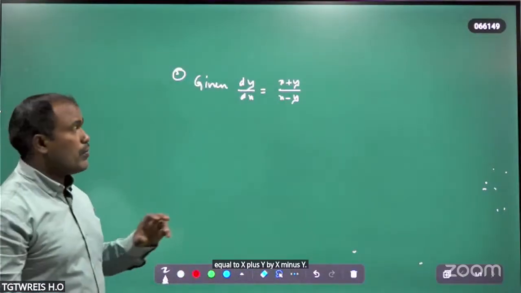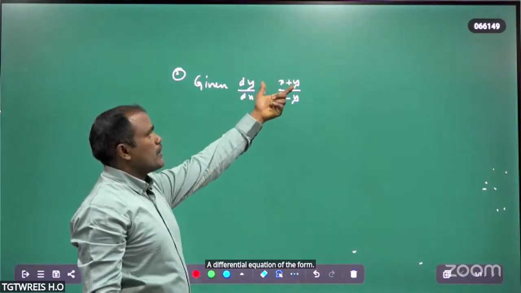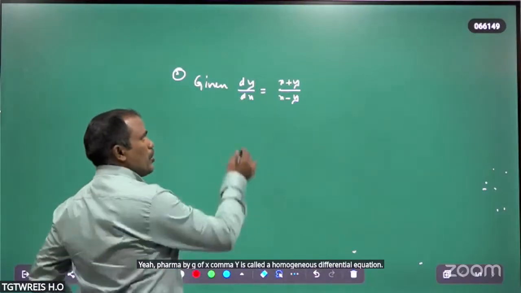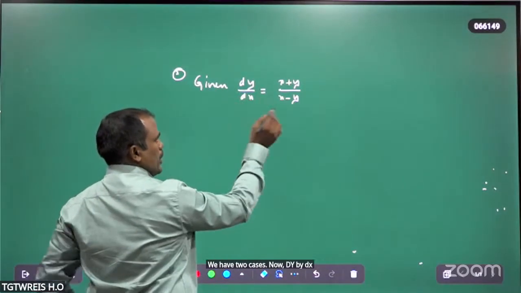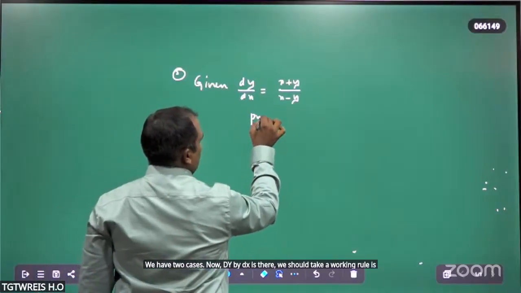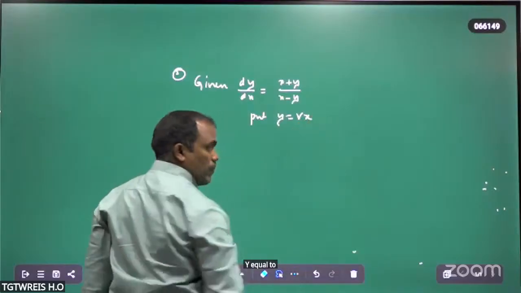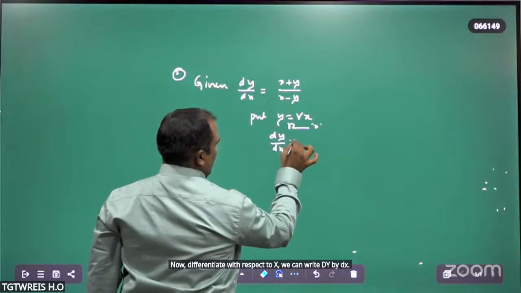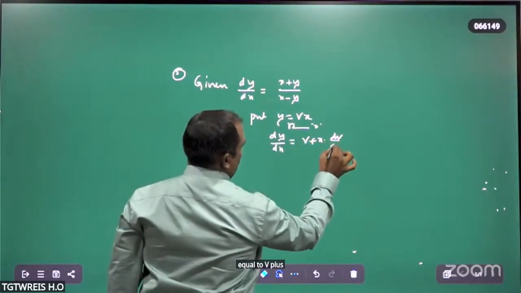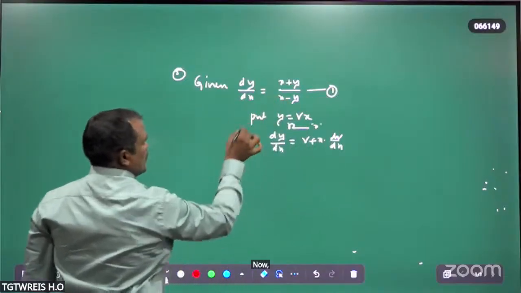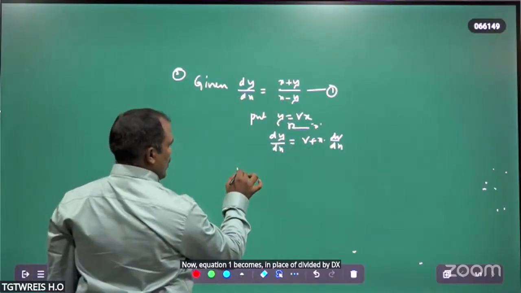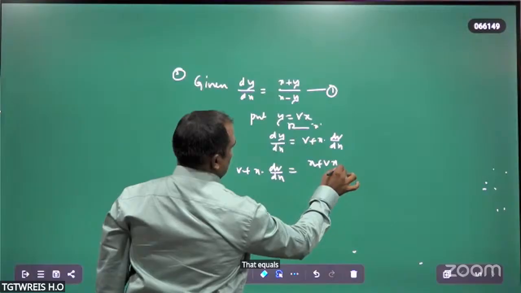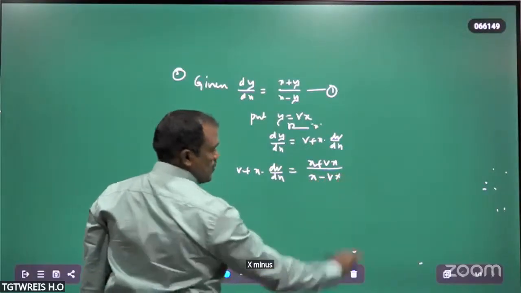A differential equation of the form f of x comma y by g of x comma y is called a homogeneous differential equation. We have two cases. Now dy by dx is there. We should take a working rule, case 1. Now I am taking y equal to vx. Now differentiate with respect to x. We can write dy by dx equal to v plus x into dv by dx. Now equation 1 becomes, in place of dy by dx, I can write v plus x into dv by dx equal to x plus vx by x minus vx.